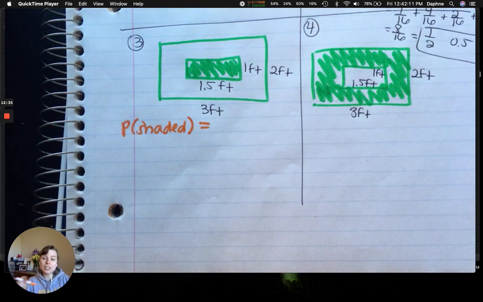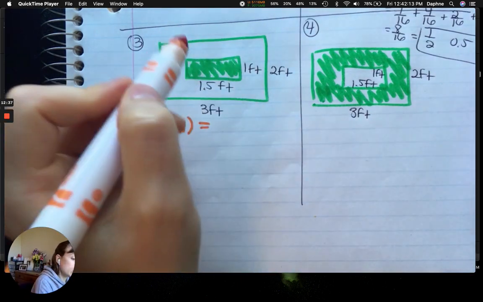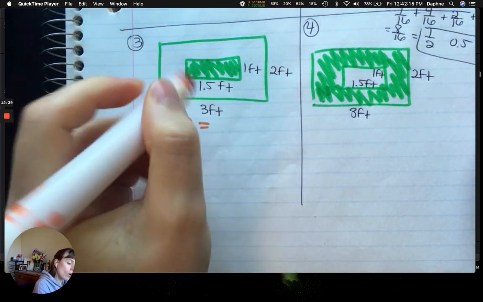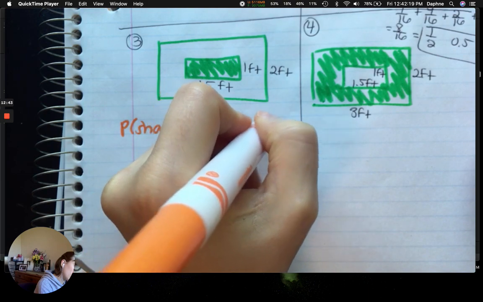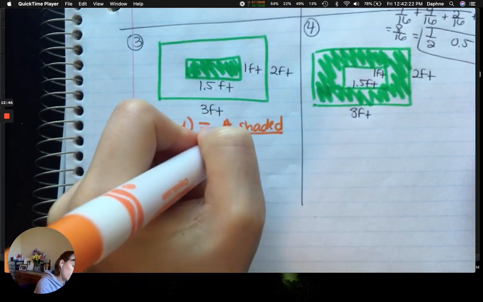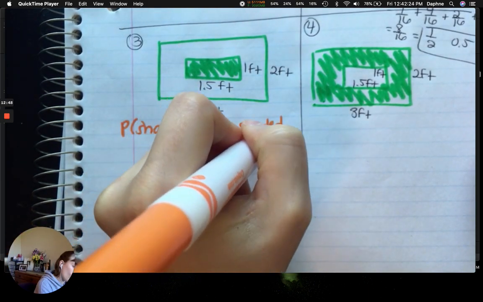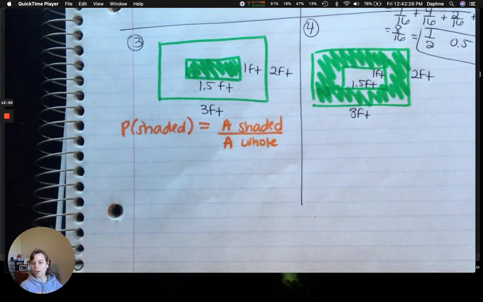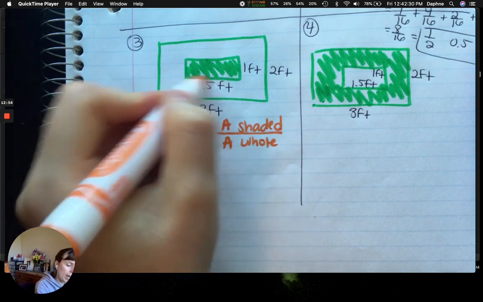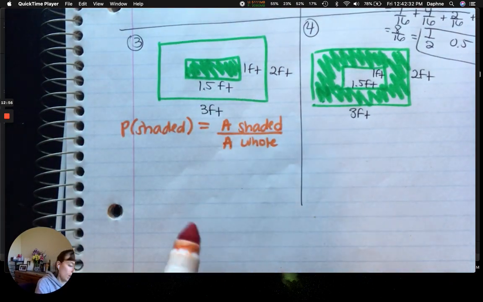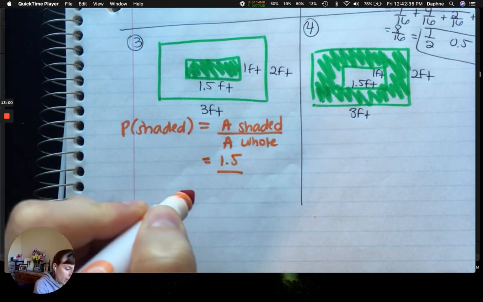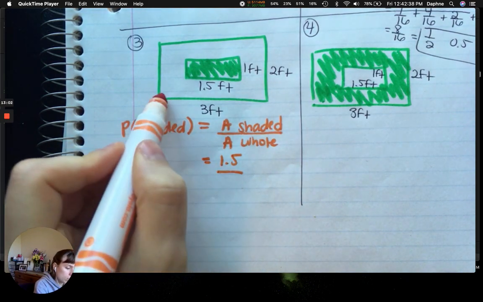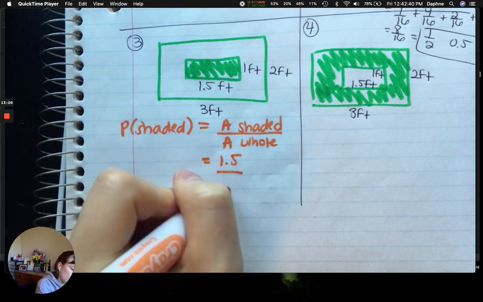Okay? So I need to find the part out of the whole. The part is the shaded, the whole is the big rectangle. So I want the area of the shaded divided by the area of the whole. Capital A stands for area. So area of the shaded is 1.5 times 1. What's 1.5 times 1? 1.5. Okay. And then area of the whole. What's 3 times 2? 6.